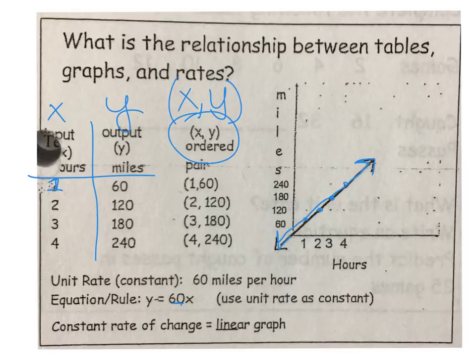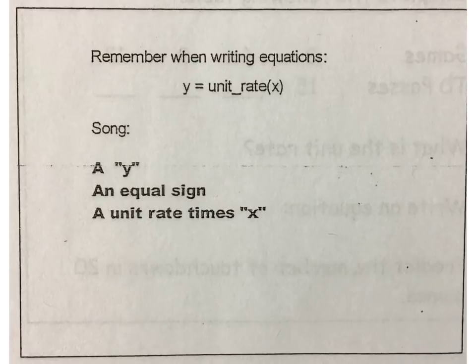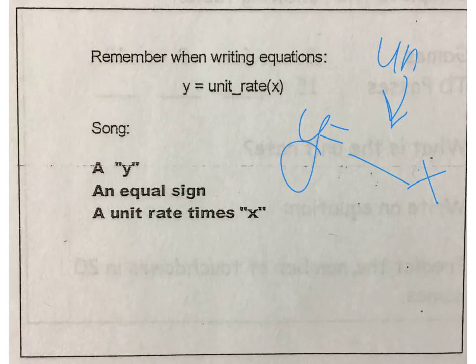So remember, we have to know how to do the table, the graph, and the equation, okay? So the table, just like on the left, the graph on the graph, obviously, and our Y equals 60X, which will change depending on whatever your unit rate is. So there's a little song: a Y, an equal sign, a unit rate times X. You can always sing that. I always remember it as just Y equals unit rate X. And then right here, you just fill in your unit rate. Y, an equal sign, a unit rate times X.